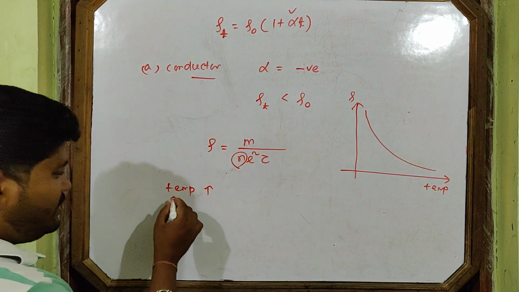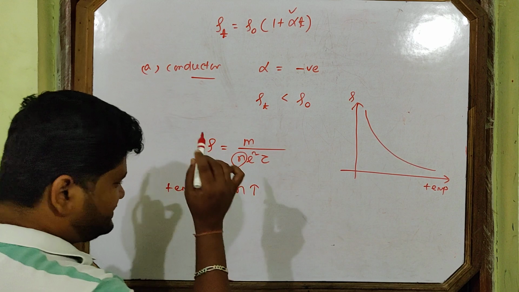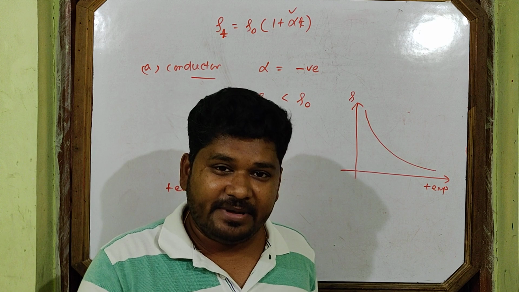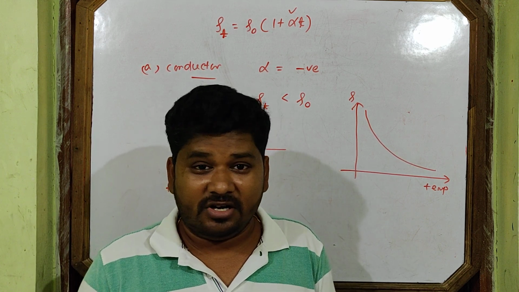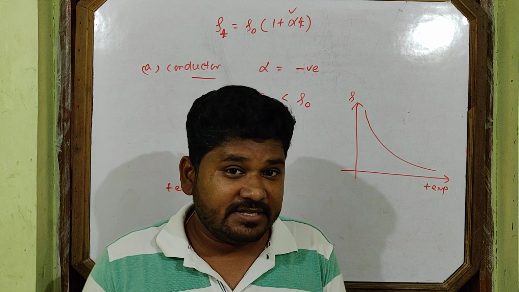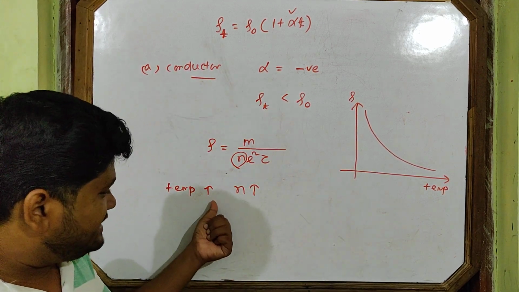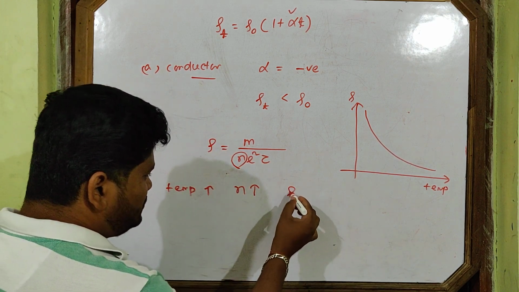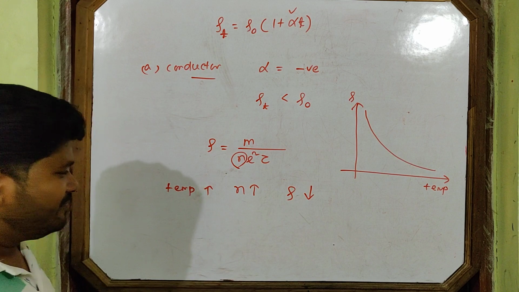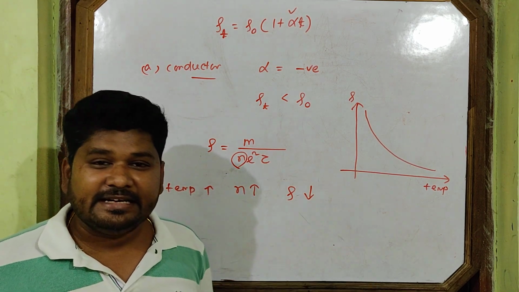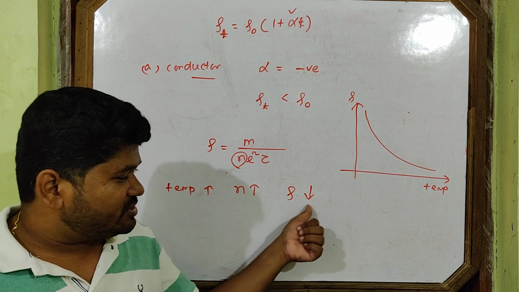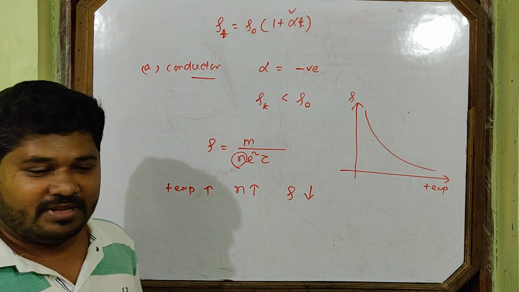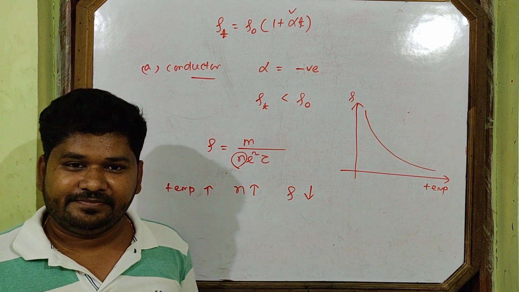When temperature increases, this N increases. Initially, the number of charge carriers in a semiconductor is very small, hence its name is semiconductor, not conductor. Semiconductor, because charge carriers are fewer. But when temperature increases, the number of charge carriers increases. If the number of charge carriers increases, what about rho? Rho decreases. Temperature increases, resistivity decreases. A semiconductor conducts very well if temperature increases.